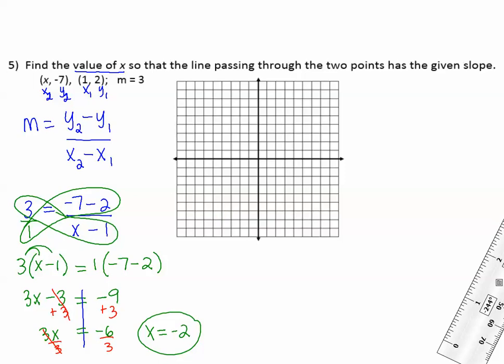Let's start by graphing the point that we know, (1, 2). That's this point. Now I'm going to use the slope, which is 3 over 1, to find some other points. Up 3 over 1. Up 3 over 1.